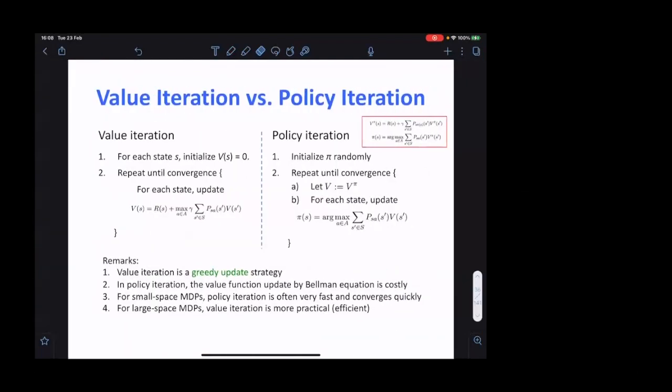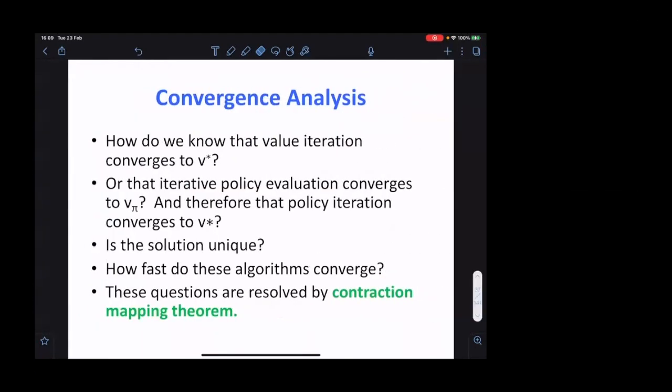This is a comparison of policy iteration and value iteration. Value iteration is a greedy update strategy, and in policy iteration, the value function update by the Bellman equation is in fact relatively costly. But you can do that calculation on your own to see why. It depends on the situation: sometimes value iteration works better, sometimes policy iteration is better.